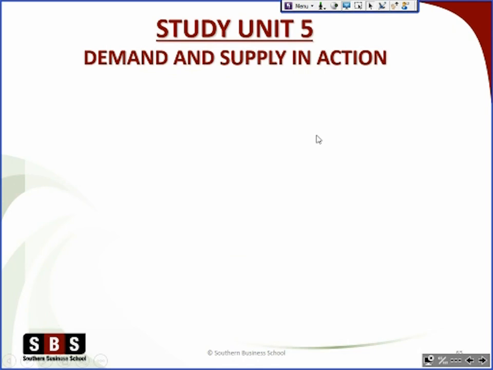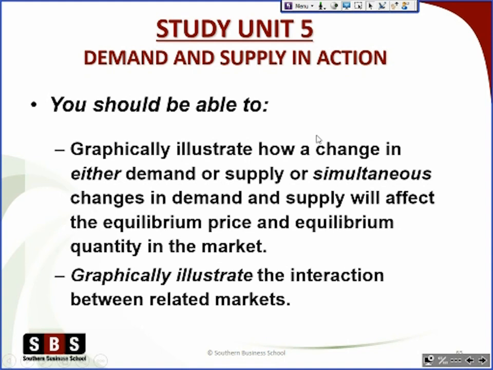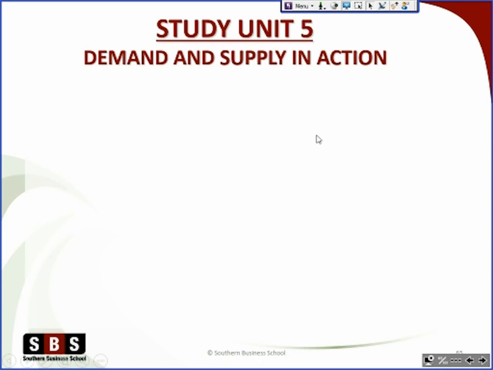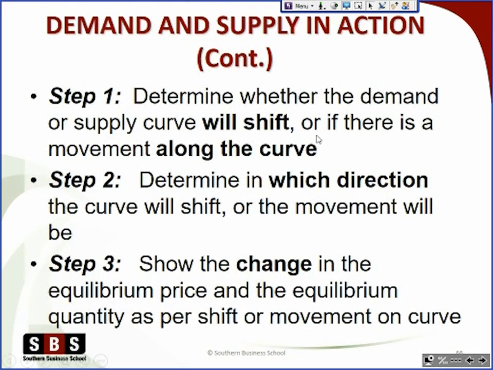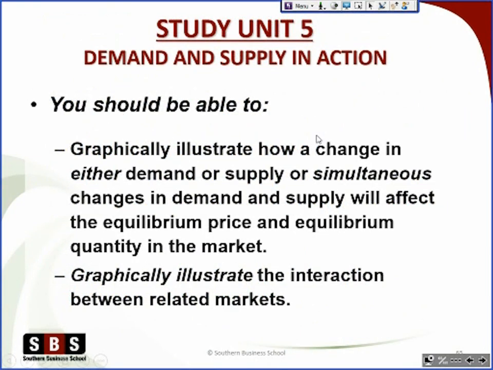Okay, study unit 5. The application question in the assignment was about this, where you have to determine what happens with supply and demand and which has a bigger effect than the other, as you'll see from the assignment memo, the answer sheet that we sent out. So this is what you had to illustrate in the assignment: how a change in either demand or supply, or the simultaneous changes between demand and supply, will affect the equilibrium price and the equilibrium quantity. And then graphically illustrate the interaction between the markets. Now all this says is there could be similar changes. Flour could become scarce and they can produce less bread then. And what will happen to the market price and the market quantity?